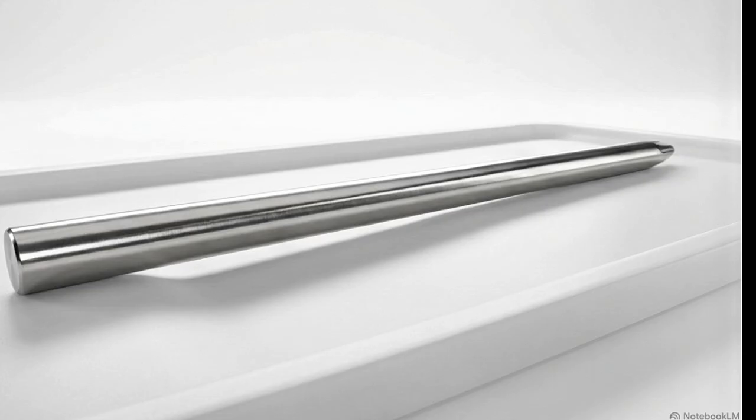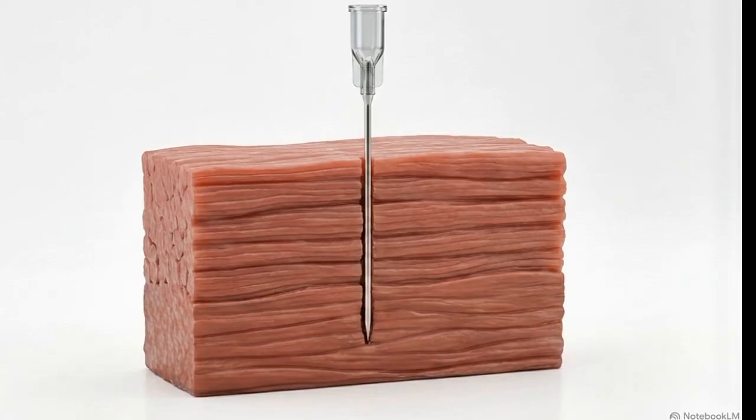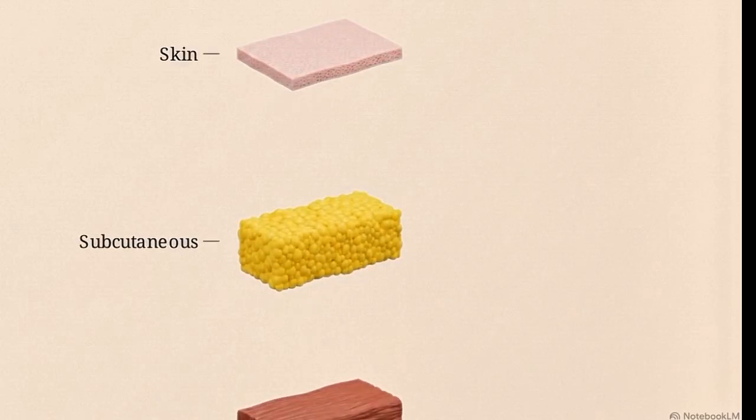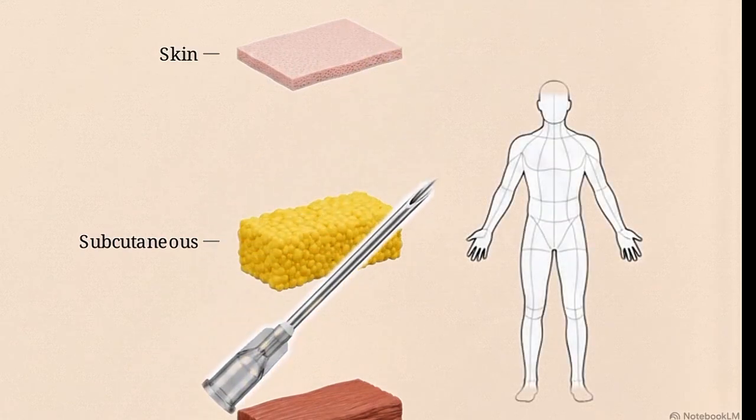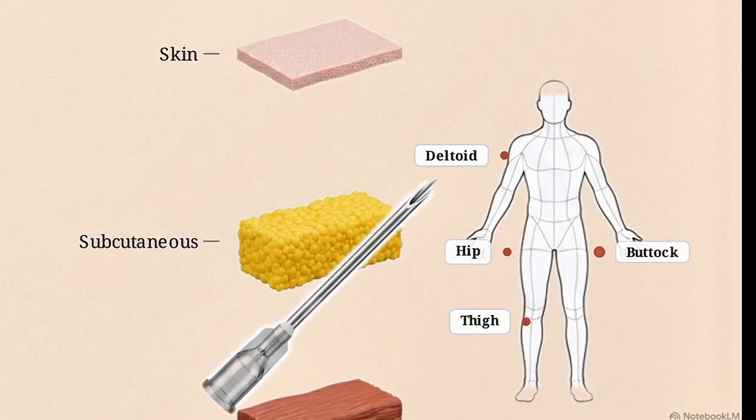Pushing beneath the lipid layer requires a longer needle and a new clinical approach. This is the intramuscular, or IM, modality. The target environment here is the thick, striated muscle tissue. Safely reaching this depth requires selecting locations on the body that possess significant, dense muscle mass. The specific high-mass anatomical sites utilized for IM injections are the deltoid, the thigh, the hip, and the buttock.